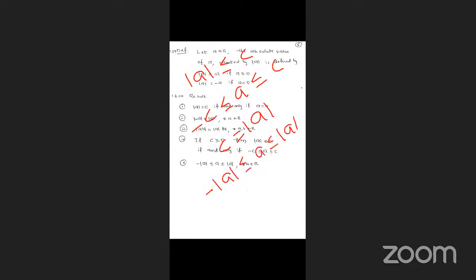This is the fifth one. This is the fifth property. By using 4 and 5, we are proving the triangle inequality. Next screen, I am sharing the next screen.